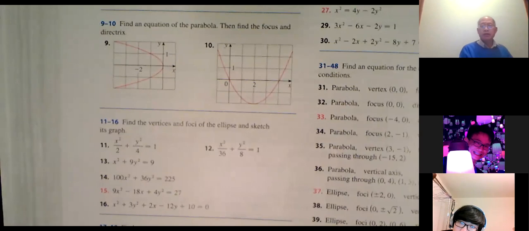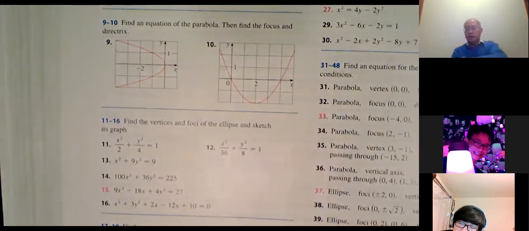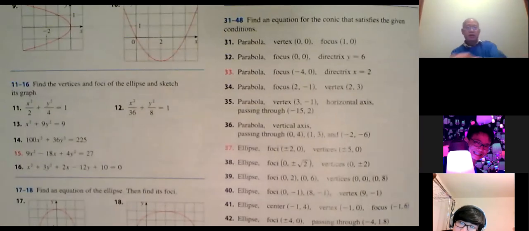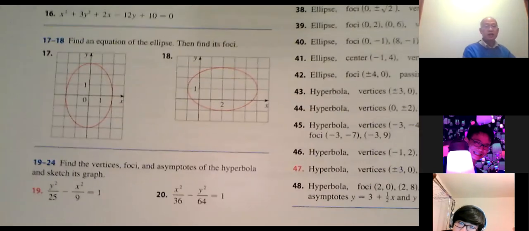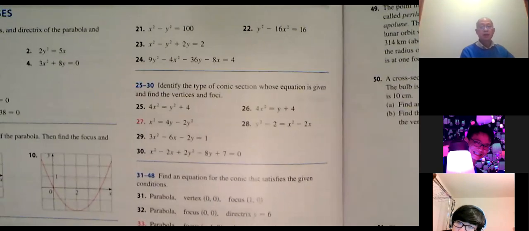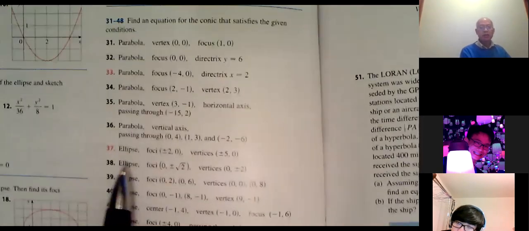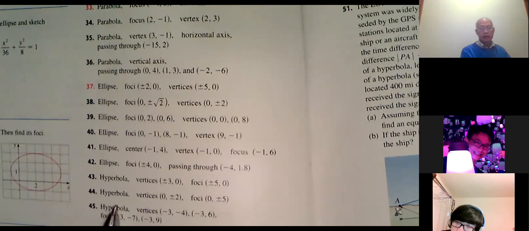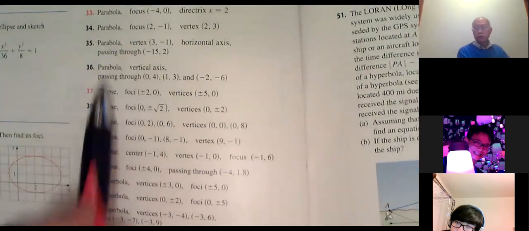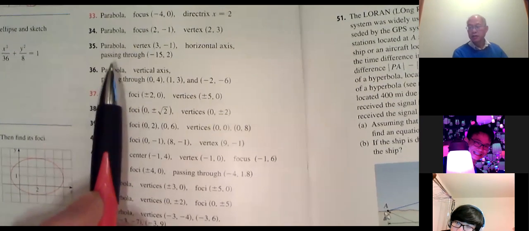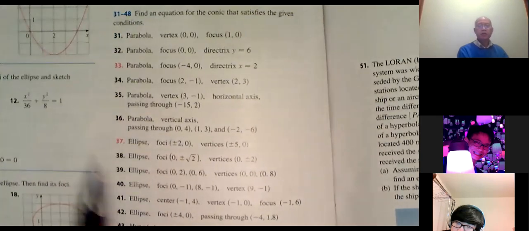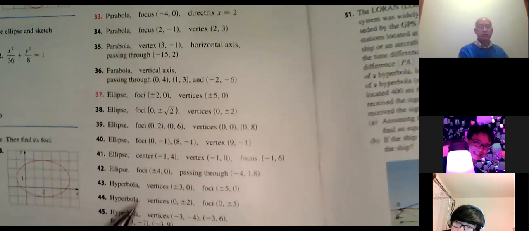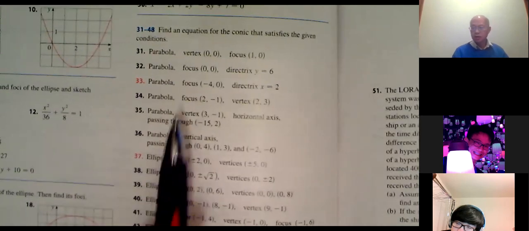Okay. Now the parabolas join up again at 31. Let me show you the way Mr. Stewart, the author, does this. So he does the parabolas, and then he does some ellipses, and then he does hyperbolas, and he goes back again to parabolas, ellipses, hyperbolas. So I don't know why he does it that way. So I'm going to do all the parabolas. So I'm going to jump now to, I guess, 33-ish, or 31. Okay, and then go back and do the ellipses, and then go back and do the hyperbolas.